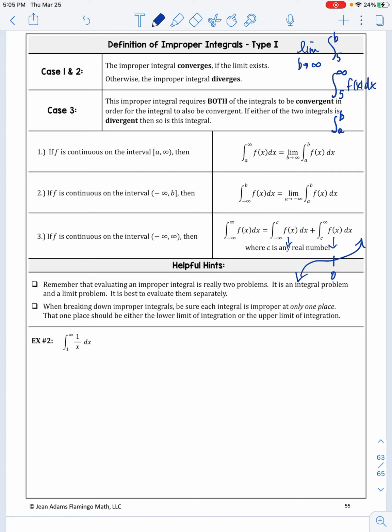Now, helpful hints. Remember that evaluating an improper integral is really 2 problems: an integral problem and a limit problem. We're going to do the integral first, and then we'll do the limit. You have to do them separately, and usually the integral comes first. When breaking down improper integrals, be sure each integral is improper at only one place. That one place should be either the lower limit of integration or the upper limit of integration. So you do have to remember that, and as we go, I will be reminding you of all of these things.